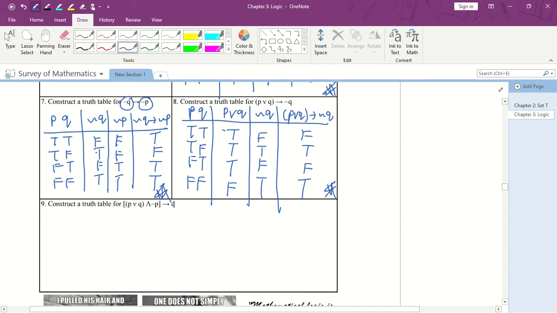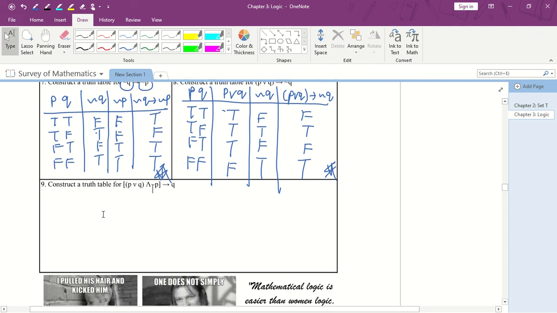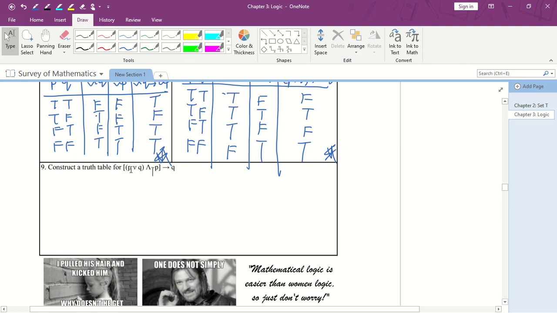And let's try our last question for this page. It says construct a truth table for P or Q and negation P, then conditional to Q. So of course here P and Q, but it only has P and Q, so we need to write the truth table here, the listing. True, true, true, false, false, true, and false, false.